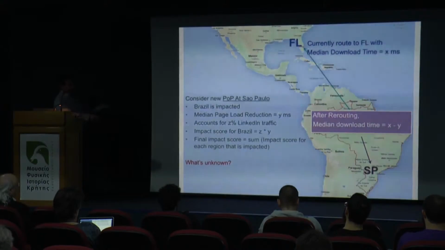So that's straightforward. What is missing here? What's unknown is the estimated improvement by building this POP in Sao Paulo, right? That's the hard problem. Everything else is straightforward. So let's see how we can estimate what the improvement will be from building a new POP.